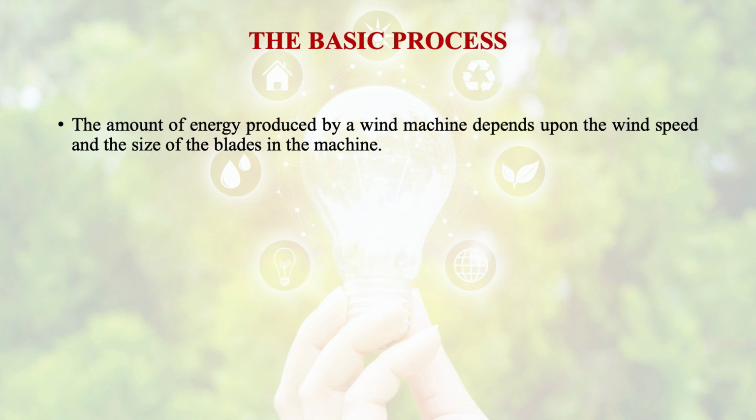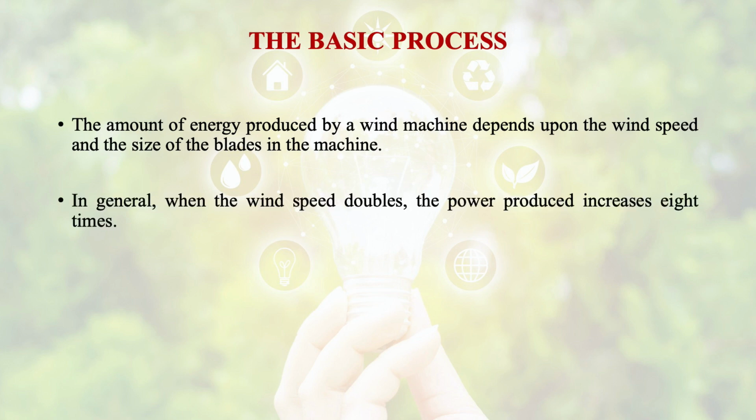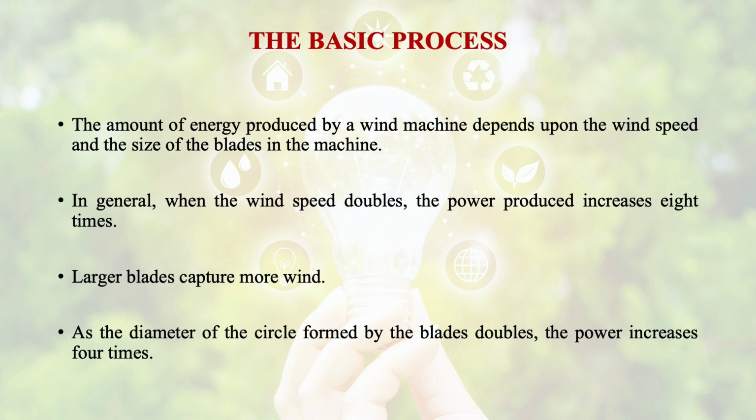The amount of energy produced by a wind machine depends upon the wind speed and the size of the blades in the machine. In general, when the wind speed doubles, the power produced increases 8 times. Larger blades capture more wind. As the diameter of the circle formed by the blades doubles, the power increases 4 times.